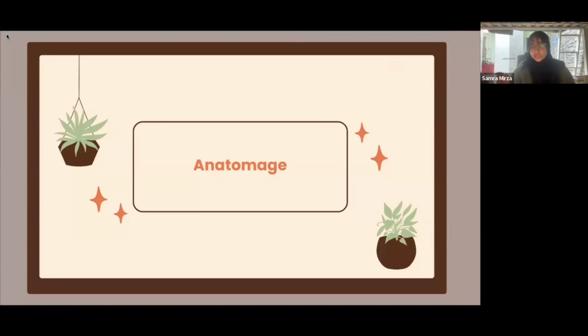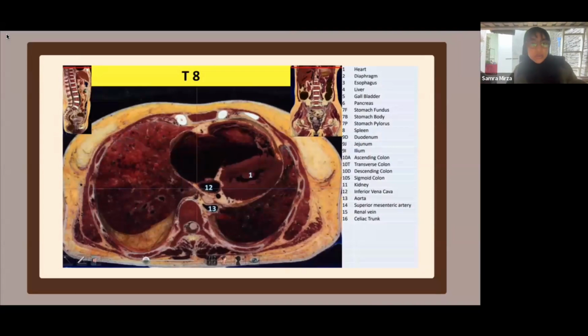So the things that you need to know from the Anatomage is you need to be able to identify which level you're looking at. They might ask that in the exam. You need to know the structures and their related anatomy. They might ask questions about the anatomy. So it's really a very integrated part. We're going to go through it step by step. Inshallah, it'll be fine. So we're starting from the top here at T8.